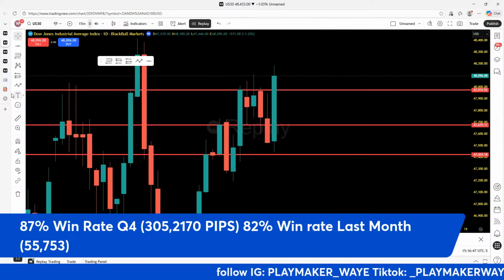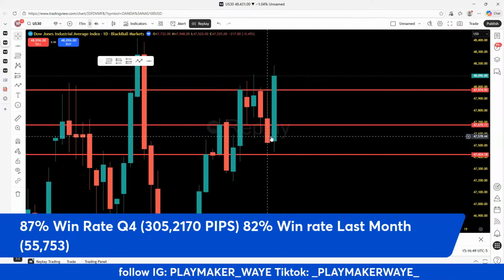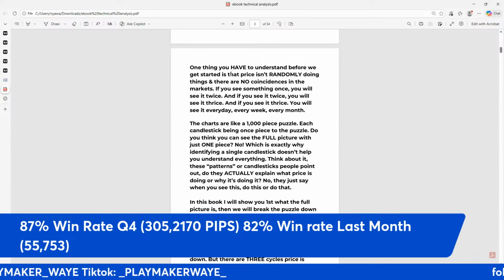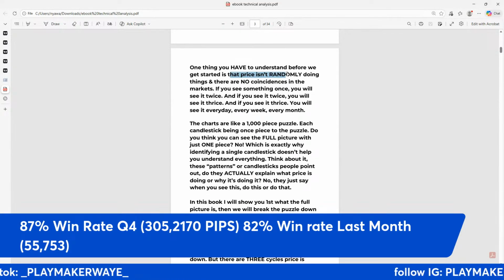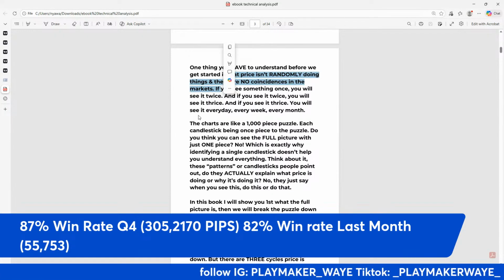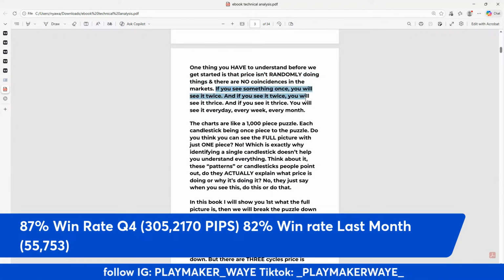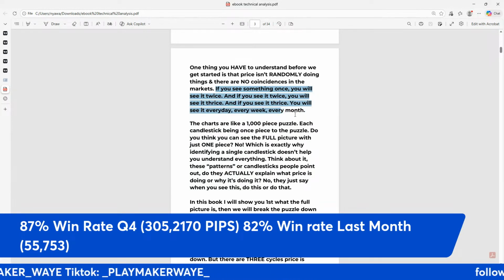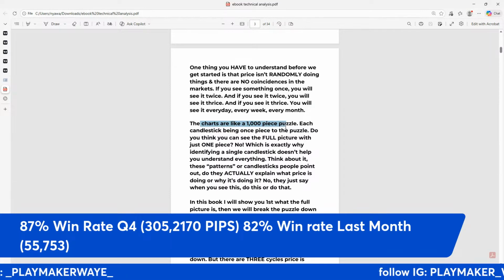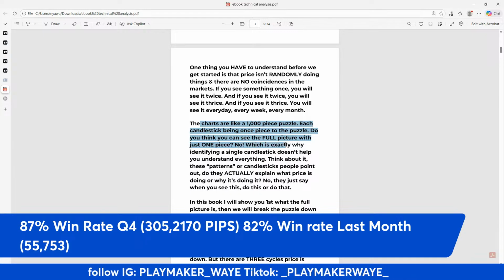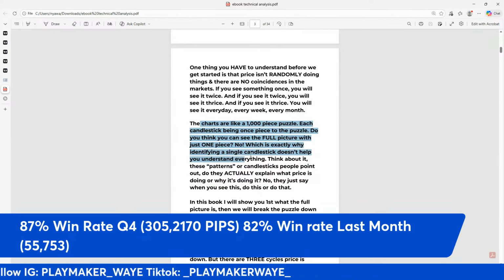Okay. Again, in order to understand why price did what it did right here, we gotta take a trip down memory lane. Because like it says right here, one thing you have to understand is that price is not randomly doing things, and there are no coincidences in the markets. If you see something once, you'll see it twice. You see it twice, you'll see it thrice. And if you see it thrice, you'll see it every day, every week, every month. The charts are like a 1,000-piece puzzle, each candlestick being one piece of the puzzle. Do you think you can see the full picture with just one piece? No, which is exactly why identifying a single candlestick does not help you understand everything.